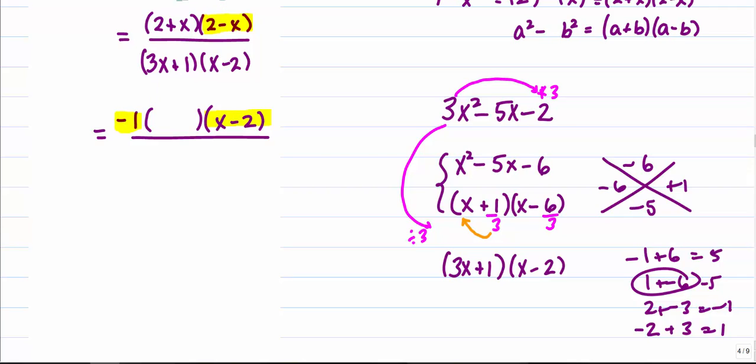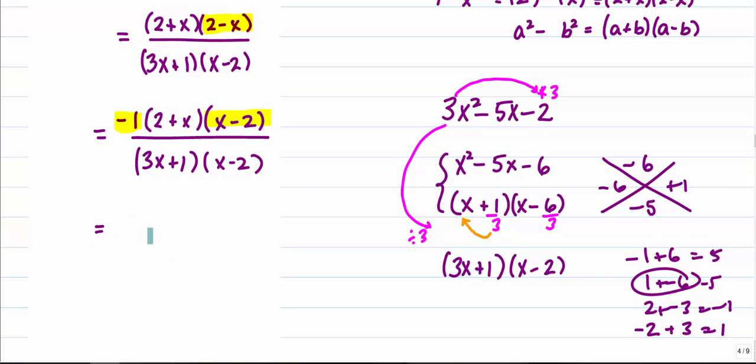So again, check it out. What's negative 1 times x? Well, that would be negative x. What's negative 1 times the negative 2? That's positive 2. So I haven't changed anything in terms of its value. I've just changed how it looks. And then that's 2 plus x. Oh my gosh. 2 plus x, 3x plus 1 over x minus 2.